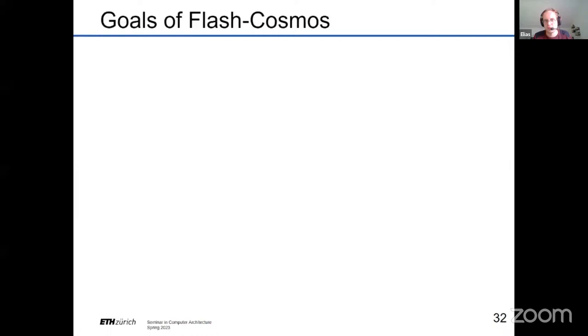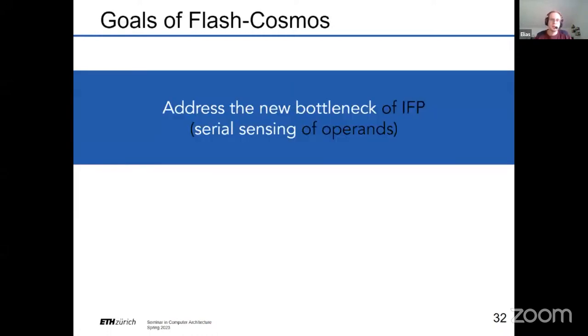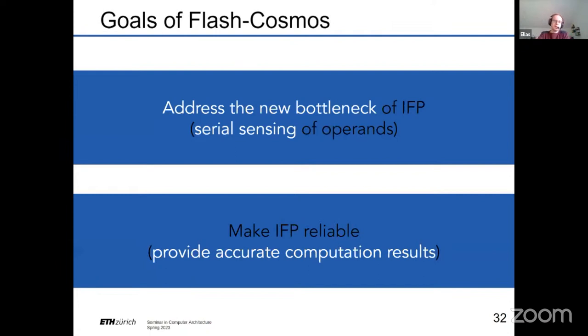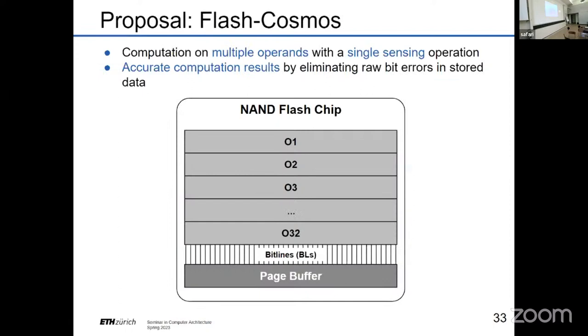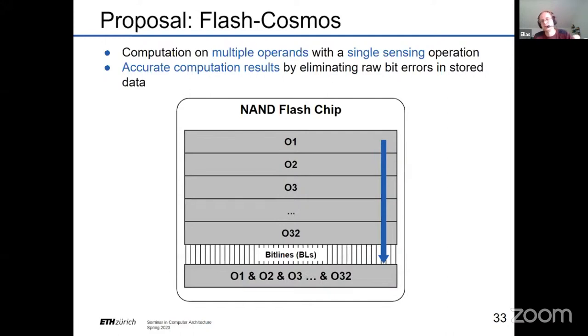So now let's just discuss the goals of Flash Cosmos. Flash Cosmos wants to address the new bottleneck of in-flash processing, the serial sensing operations, and it wants to make in-flash processing reliable, such that it provides accurate computation results and applicability is not just confined to these special types of applications. Now, their idea is to, instead of sequentially reading the operands, read all the operands simultaneously with one sensing operation. And you can't see it here because the errors don't exist anymore. They want to eliminate these raw bit errors by a thing called ESP, which I will explain later.